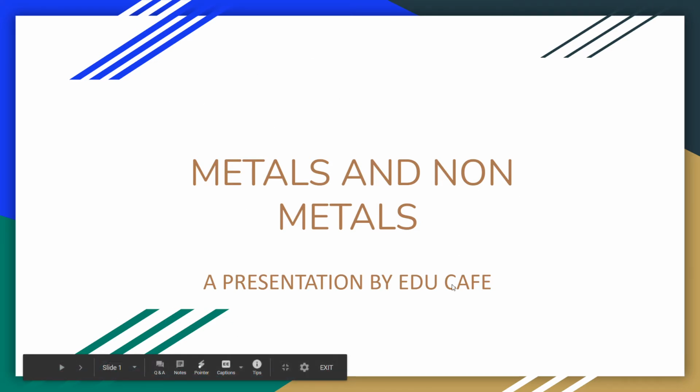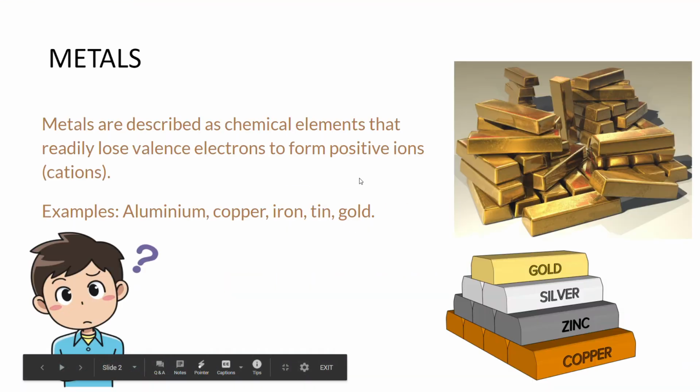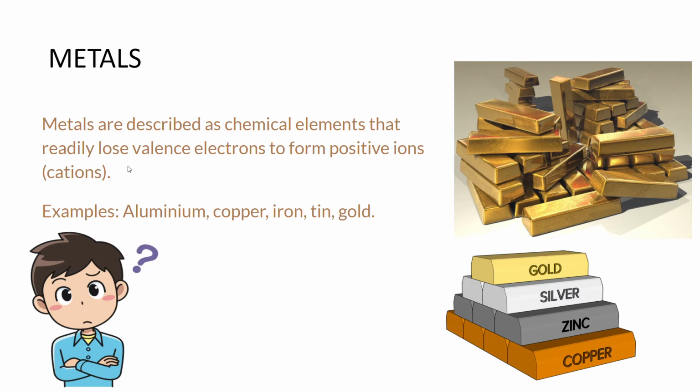So let us start it. What are metals? Metals are described as chemical elements that readily lose valence electrons to form positive ions that are called cations. Examples: aluminium, copper, iron, tin, gold, etc.